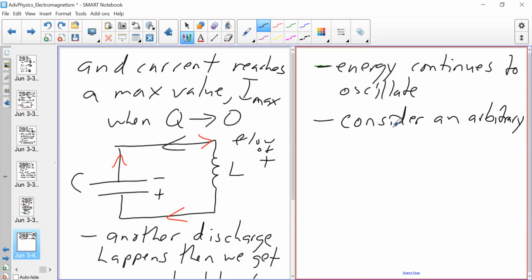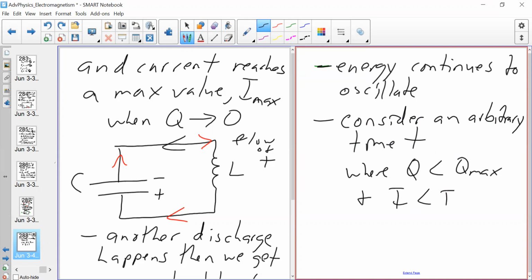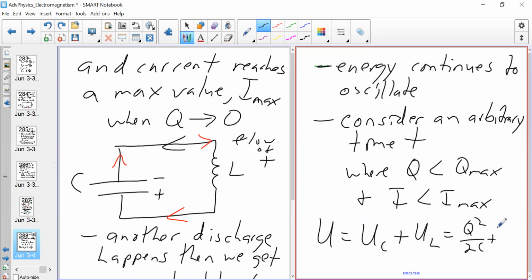Okay, so consider an arbitrary time t where Q hasn't quite reached its max and I hasn't quite reached its max. So energy is stored in both the capacitor and the inductor. The total energy of that circuit will be the sum of the energy in the capacitor and the inductor, which is Q squared over 2C plus, we just derived this, 1/2 Li squared.